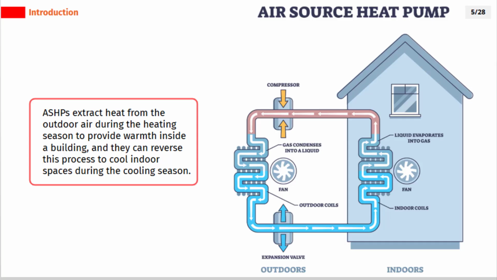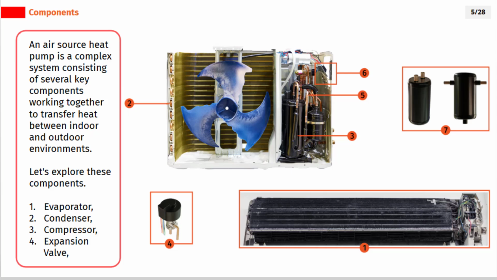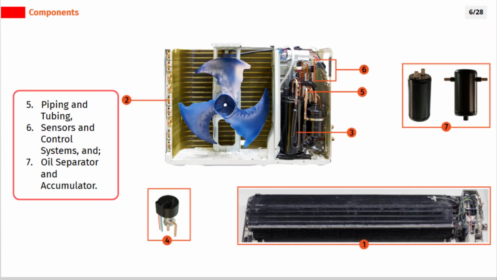An air source heat pump is a complex system consisting of several key components working together to transfer heat between indoor and outdoor environments. Let's explore these components. Evaporator, condenser, compressor, expansion valve, piping and tubing, sensors and control systems, and oil separator and accumulator.